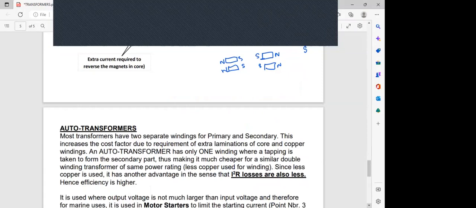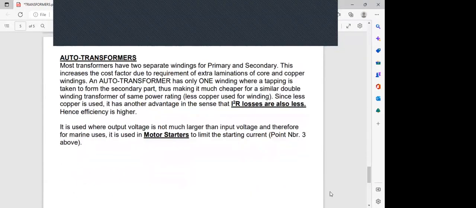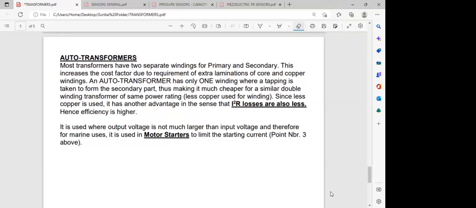So auto transformers will put very little effort into this because we have already seen how an auto transformer works. Most transformers have two separate windings, primary winding and secondary winding. Therefore, when you are going to be using more copper, the cost is going to increase. Not only does the cost increase, your I²R losses or copper losses increase.